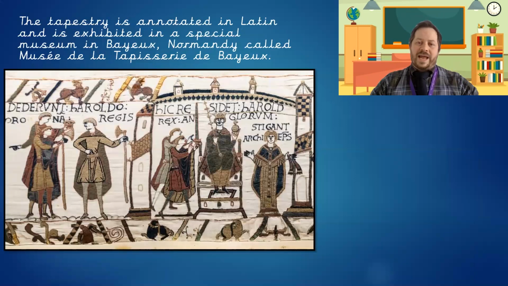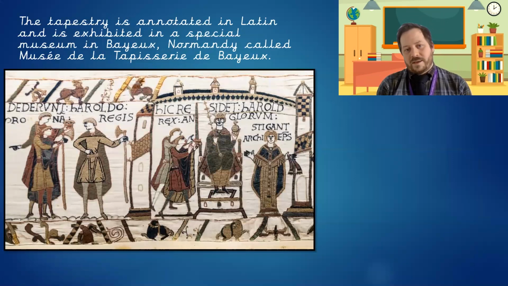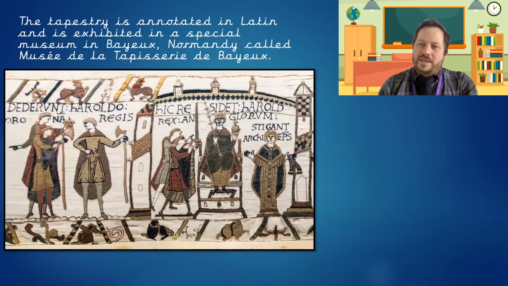So the tapestry is annotated in Latin, and you can see the Latin writing around here. It is currently being exhibited in a special museum in Bayeux called the Musée de la Tapisserie de Bayeux, which means the Museum of the Tapestry in Bayeux. And it's in Normandy, so northern France.